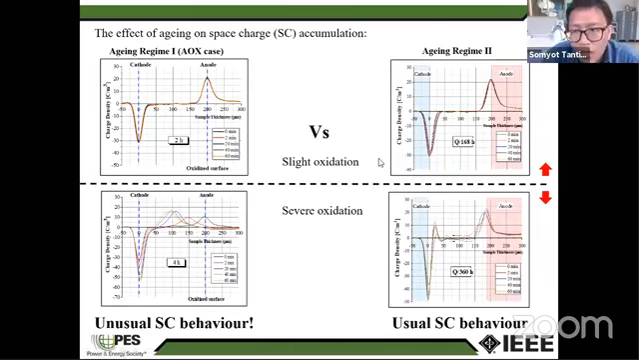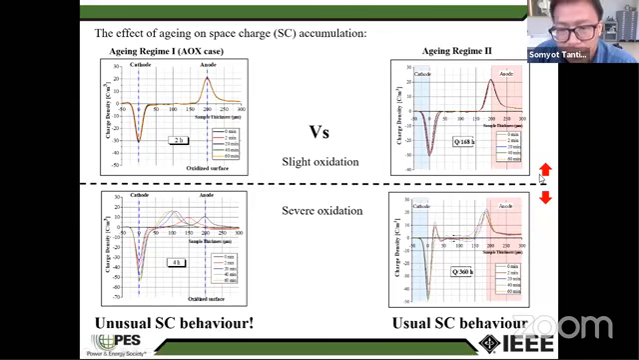And then in the case of uniform aging, the spectrum result will show in a figure on the right hand side. This is the usual spectrum behavior for slight oxidation and severe oxidation. From the figure at the right corner, we call this kind of spectrum behavior heterocharge, which occurs inside the insulation.